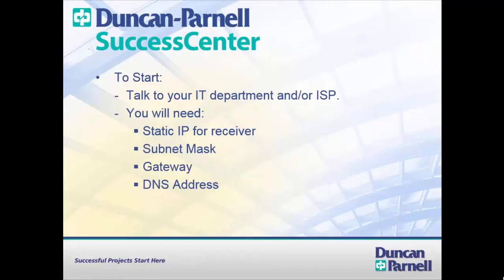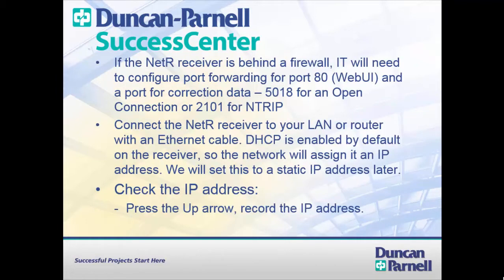To start, talk to your IT department and/or your internet service provider. You will need to get from them a static IP address for the receiver, the subnet mask, the gateway, and the DNS address. If the receiver is going to be behind a firewall, IT will need to configure port forwarding for port 80 for the web UI of the receiver and a port for correction data. 5018 is the default for an open connection, or 2101 is the default for NTRIP.